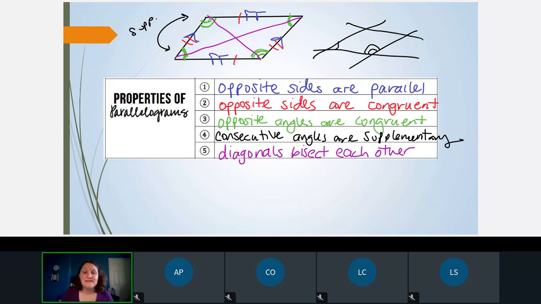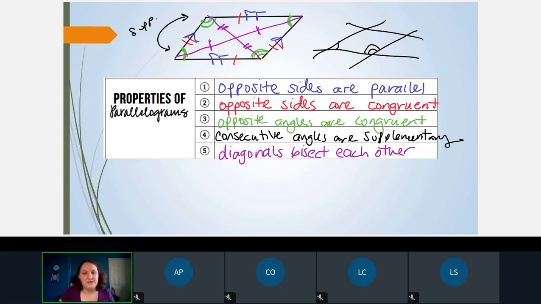You're right. Bisect means split into two equal parts. Remember that word bisect. Bi means two, section, or sect means sections. So bisect, two sections, or in this case, two equal sections. So our diagonals are being cut in half. It doesn't mean that the diagonals are equal to each other. It just means that each one is being cut in half by the other.